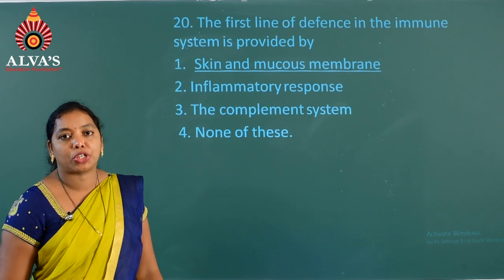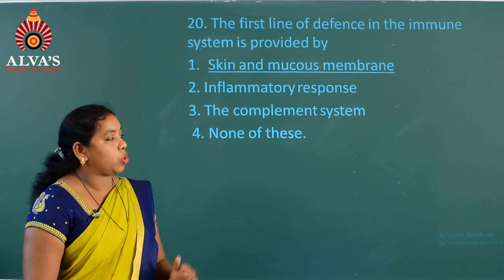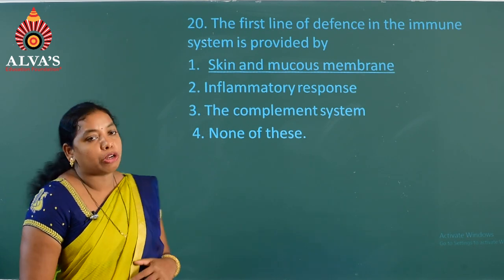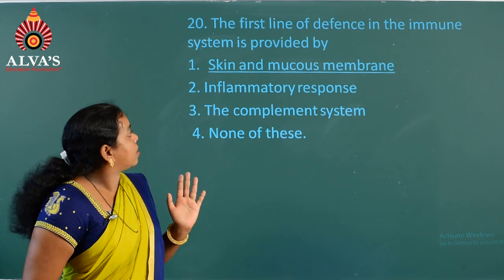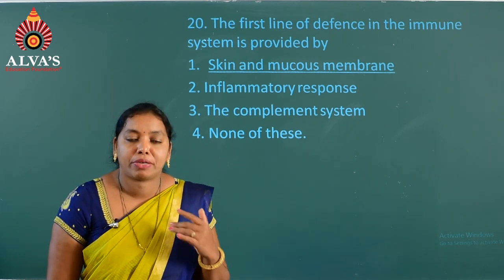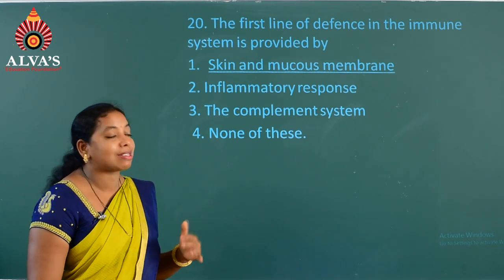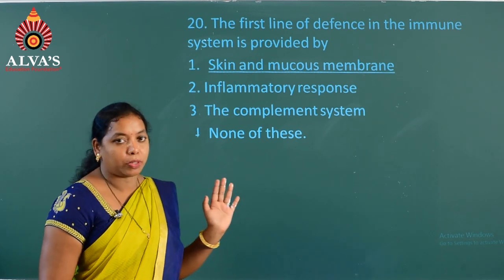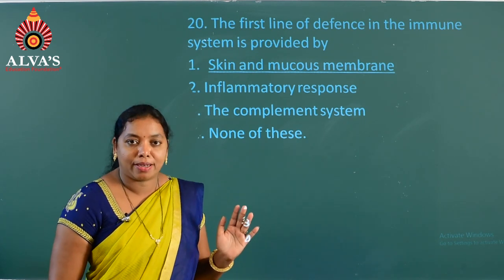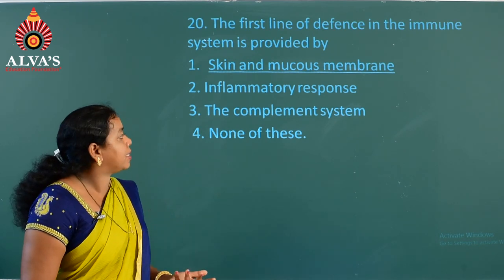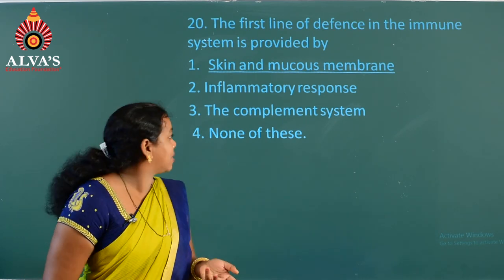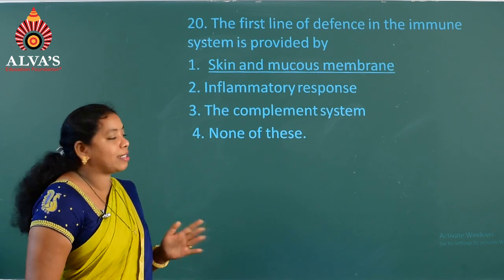Next question, that is question number 20. The question is, the first line of defense in the immune system is provided by: first option, skin and mucous membrane; second, inflammatory response; third, the complement system; and the fourth one is none of these.